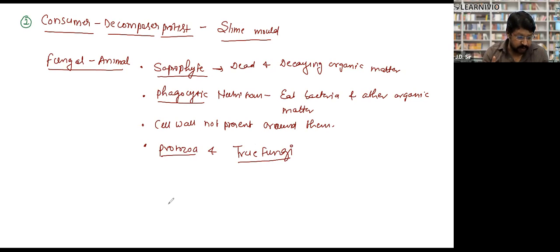One more important thing, this is a question. There is a question of medical examination. It has been asked in the AIIMS examination, and I want you to jot it down.